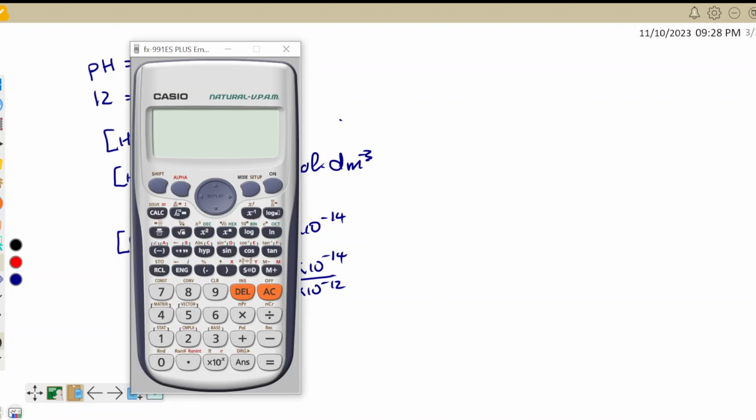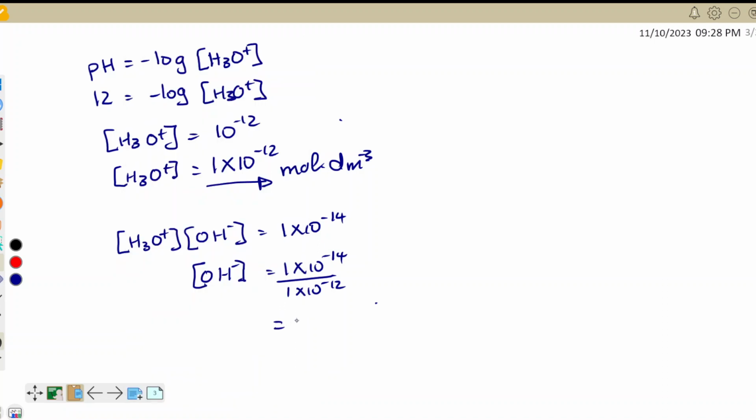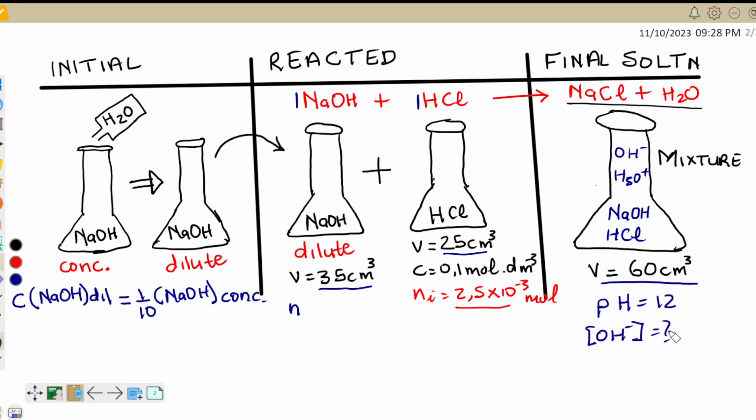So this will give us 1 times 10 to the power negative 14 divided by 1 times 10 to the power negative 12. Then the answer would be 0.01. So the concentration of the hydroxide ions is 0.01. Okay.